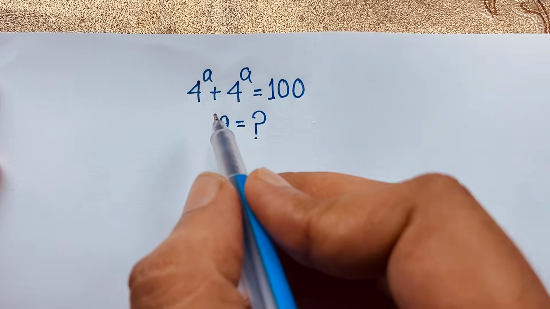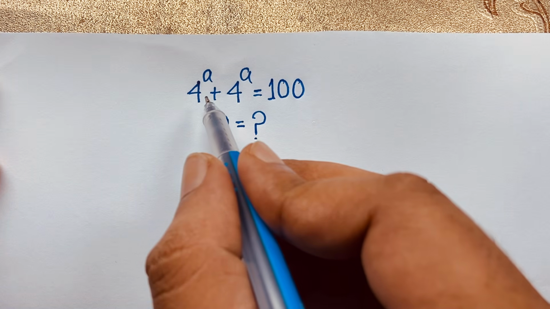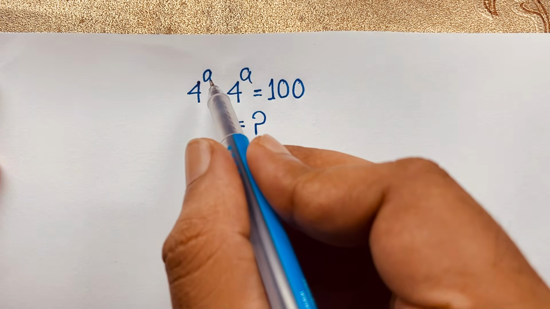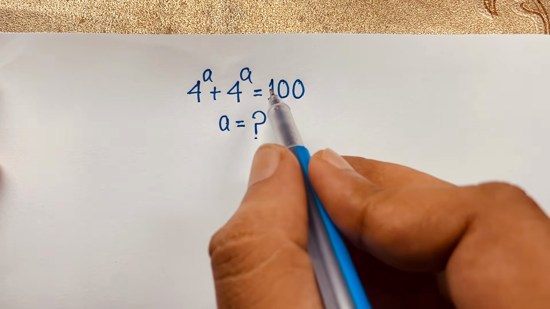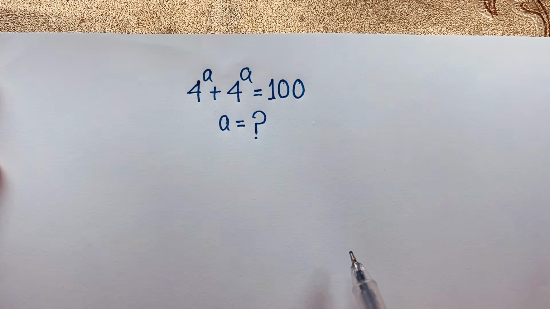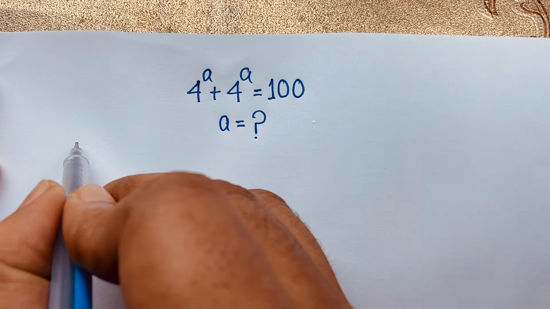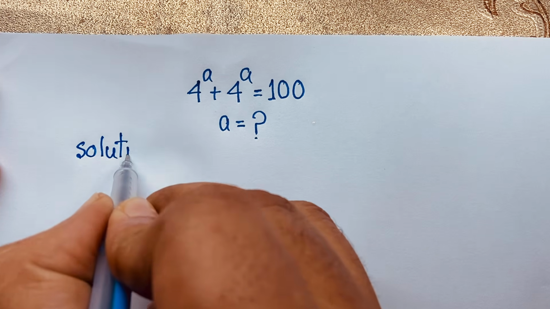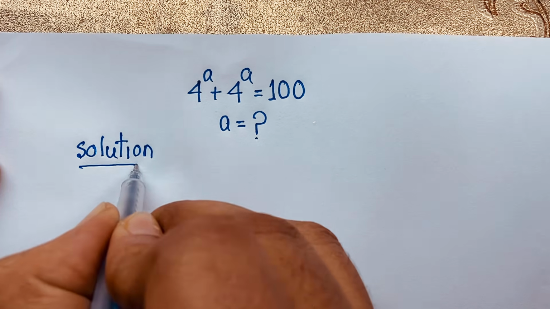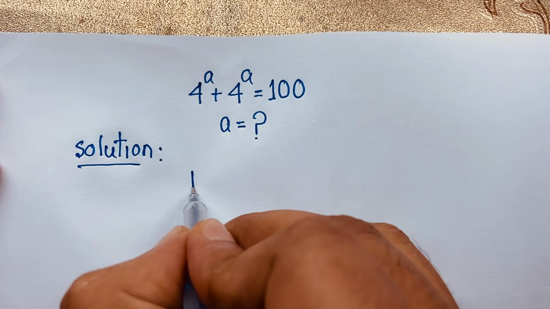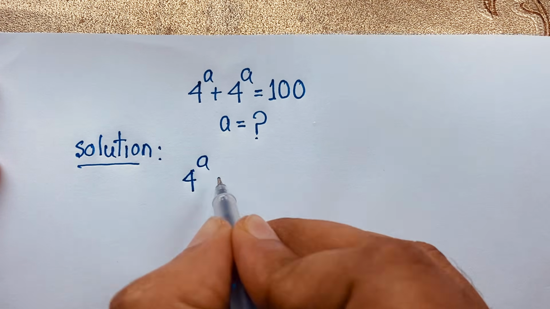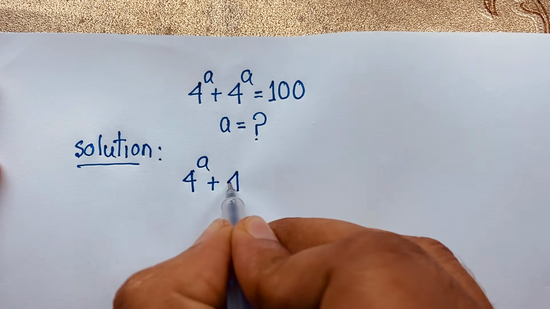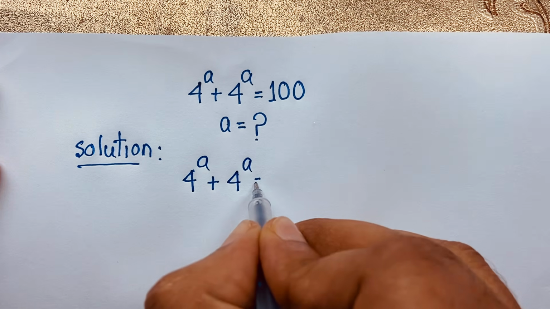Today we are going to solve an interesting Chinese math Olympiad question, which is 4 to the power a plus 4 to the power a is equal to 100. A is equal to what? How to solve this interesting math problem? The question is 4 to the power a plus 4 to the power a is equal to 100.